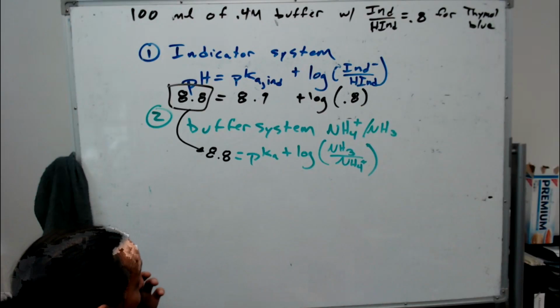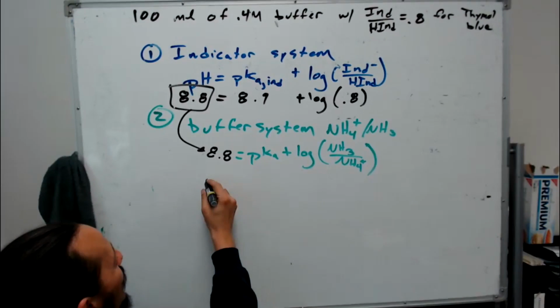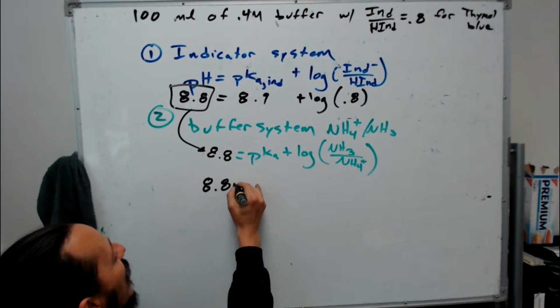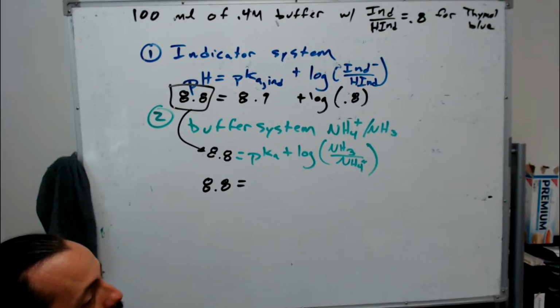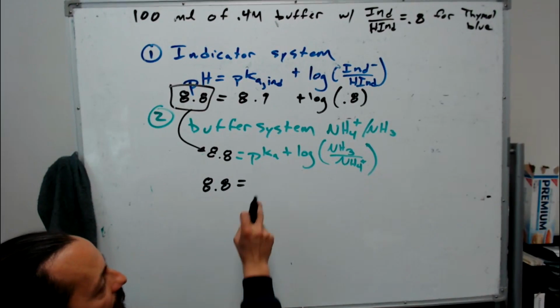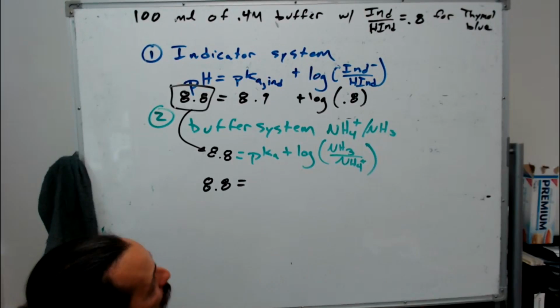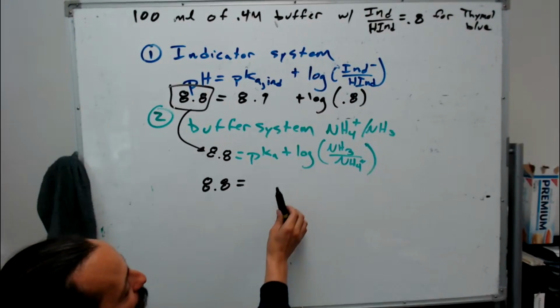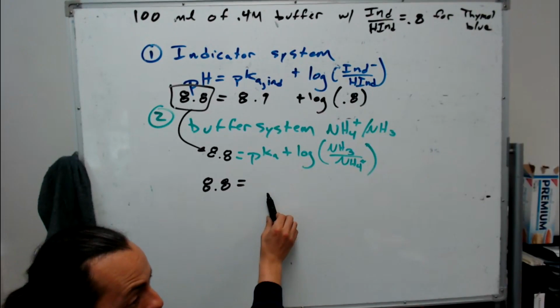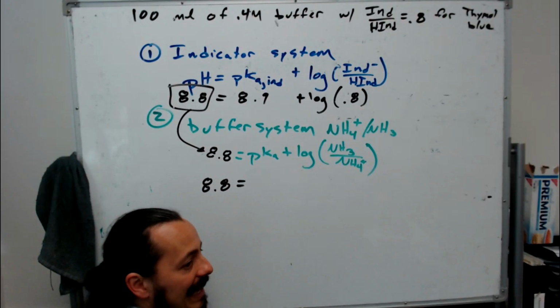So let's go ahead and finish this calculation. We've got 8.8, and this is where most people make their biggest mistake. They just plug in 8.9 again. But remember, that was for the indicator system. We now want to do it for the buffer system. What's the pKa of NH4 plus?